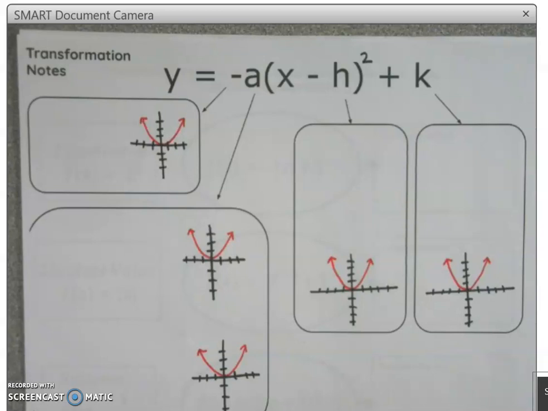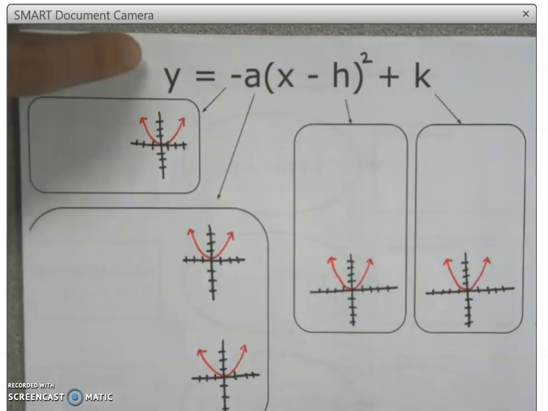Hey guys, today we are taking notes for transformations of functions. If you go in Google Classroom, then you can see the sheet I'm writing on, or you can feel free to do this on a piece of paper of your own.